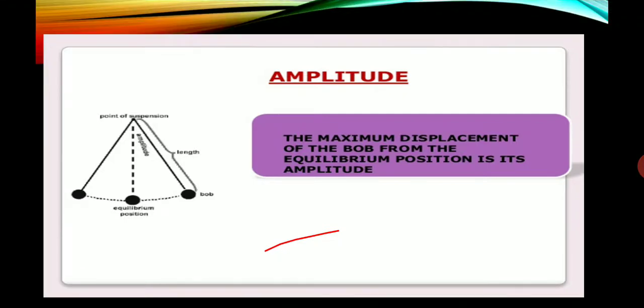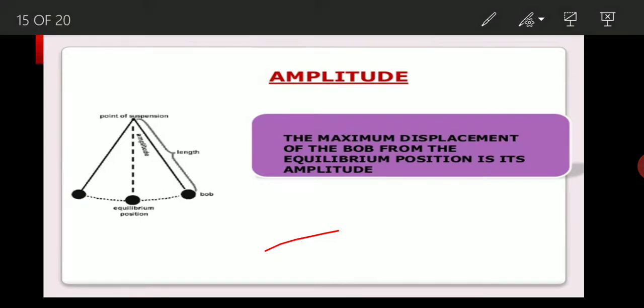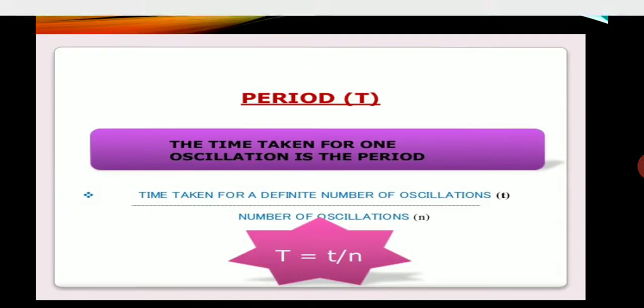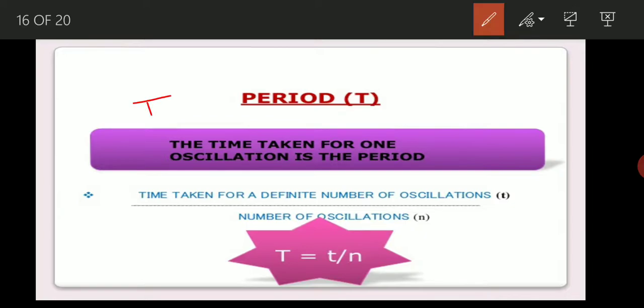Again I'm repeating, the maximum displacement of the bob from its mean position or equilibrium position is known as its amplitude. Now the next one is period or time period. We can say that the time taken for completing one oscillation is known as its time period.